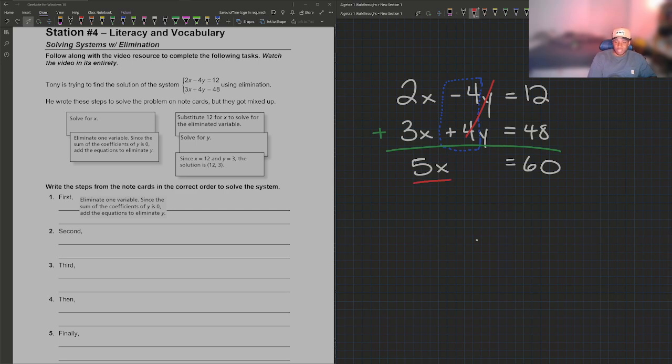We're just going to go ahead and divide both sides by 5. Dividing the left by 5 gets x by itself. Dividing the right by 5, 60 divided by 5 is 12. All right? So what we end up with is this solution for x. We know that x is equal to 12. And so that second step that Tony would perform here is solve for x.